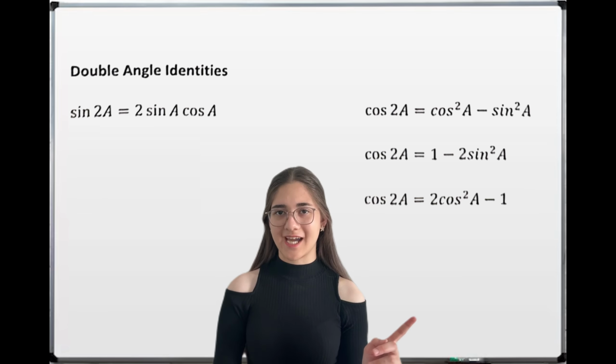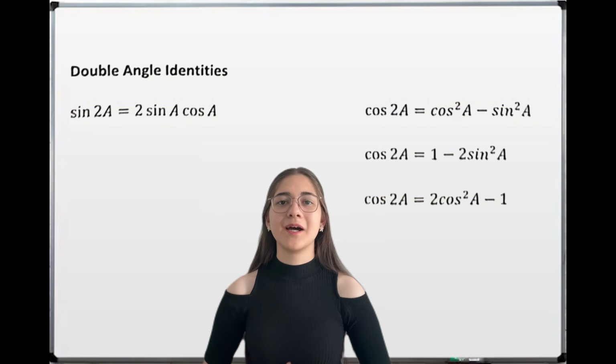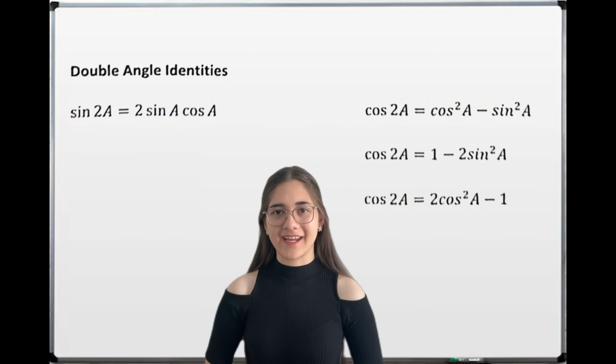Alright, now it's time for double angle identities, or as I like to call them, double trouble time. We've got one identity for sine and 3 for cosine. But don't worry, they're all right there on your formula sheet. Alright, let's go through a couple of examples and see how these work.